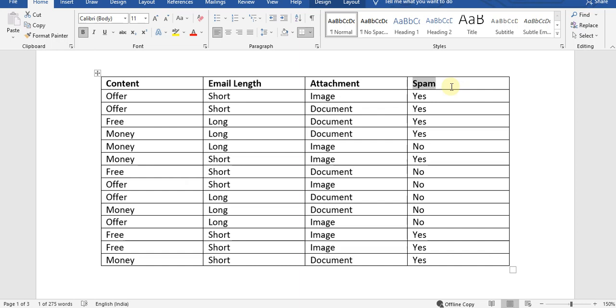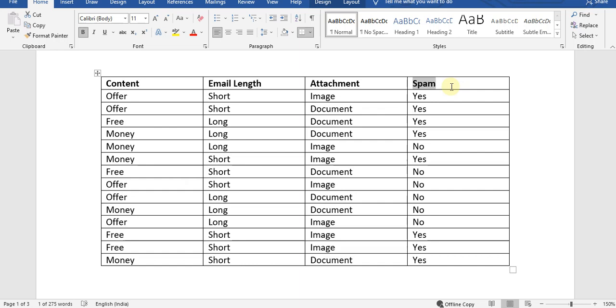One feature is content, and if you check the values given, you will find that there are 3 possible values in the content feature and they are offer, free and money. So these are the 3 possible values for this feature named content. Now I will go to the second feature, that is email length. Now what is the length of the email? So there are again 2 possible values given in the data set. One value is short, another value is long.